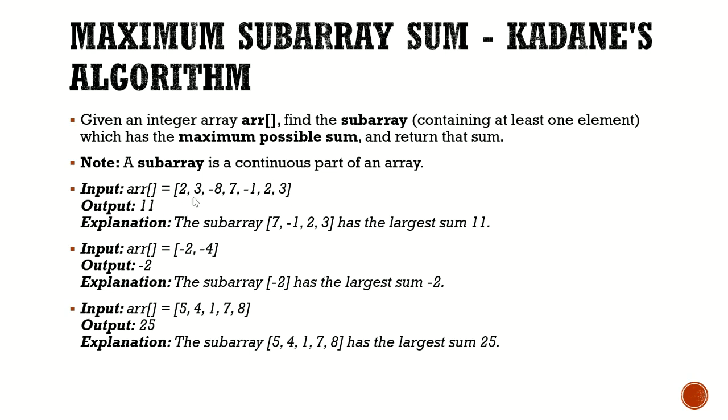Suppose we have an array consisting of these elements and the maximum subarray sum is 11. The subarray is 7, -1, 2 and 3, which has the largest sum. When we go to the second example, we have two elements, -2 and -4. A subarray can be a single element. So of course, -2 is the output, as this is the largest sum.